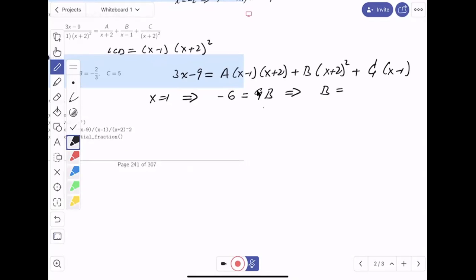And b would be minus 2/3. Let's make sure that's right. Minus 6 over 9. Yep. Okay. I'm going to choose x to be minus 2 now. That would give me minus 6 minus 9, minus 15. First term would disappear. Second term would disappear. And then you get this c term, the last term. If x is minus 2, you would get minus 3. So that means c is 5.